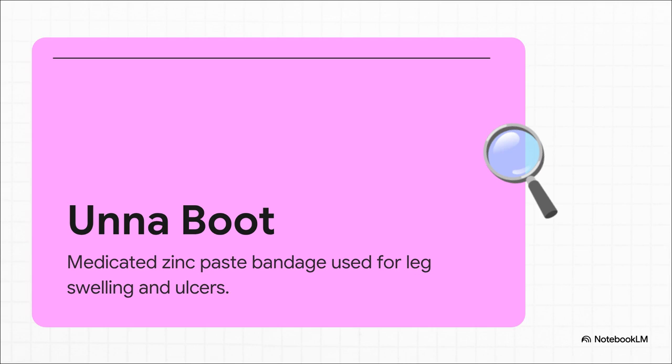Now, a really prime example of lower extremity strapping is the ANA boot, assigned to code 29580. And, despite what the name might sound like to a beginner, this is absolutely not a hard physical plastic walking boot. An ANA boot is actually a specialized, medicated zinc oxide paste bandage that a clinician tightly wraps around a patient's lower leg. It acts as a non-rigid strapping mechanism, mostly used for patients dealing with venous stasis, severe leg swelling, or open ulcers. It applies compression to help with circulation and healing, which perfectly fits our definition of strapping.